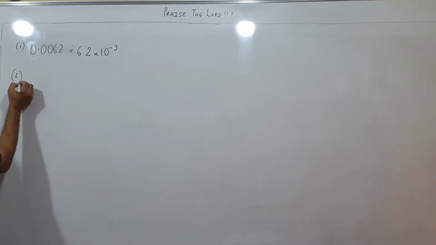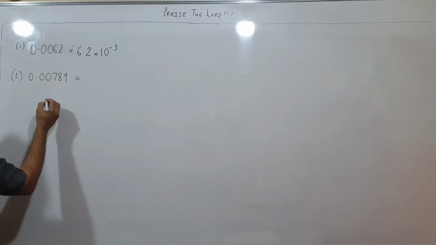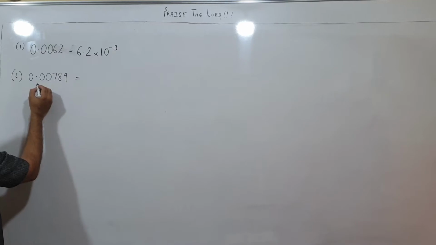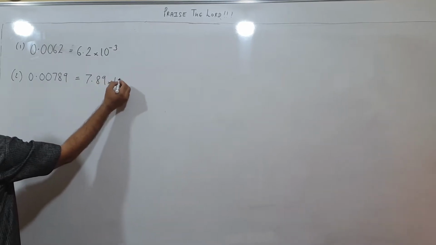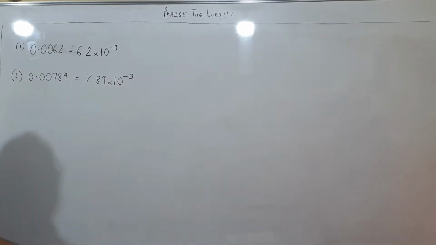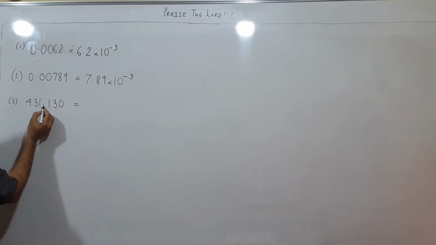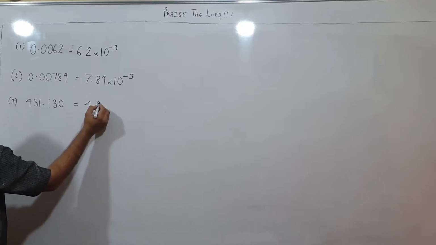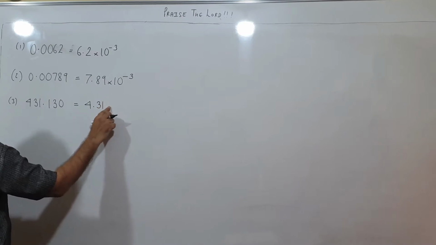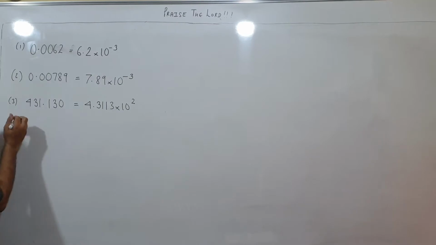Then if I have 0.00789, I know decimal point should come over here. Again 1, 2, 3. So this will be 7.89 into 10 raised to minus 3. If I have a number like 431.130, decimal point should be here. It should go 2 places back. So I will write it as 4.3113 into 10 square because it is shifted backwards.